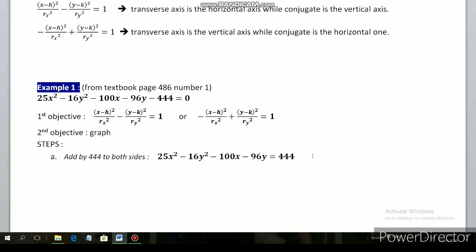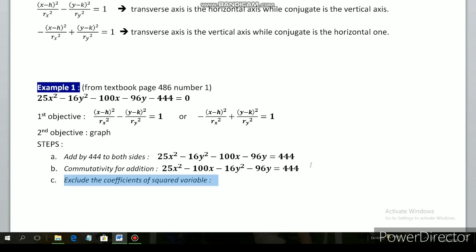I hope this is very easy for you to understand. The next step is I will change the order, since we need to combine all the x variables and the y variables. I will just change the order with the commutativity axiom for addition, and the result will be like this. After that, I will exclude the coefficient of the squared variables. It means the squared variables here are the x squared and the y squared. So I will exclude the 25 from the x squared and the negative 16 from the y squared. And this will be the result. Don't forget, when I exclude 25, it means I divide this by 25 and negative 100x by 25. When I exclude negative 16, it means I divide this by negative 16, also this by negative 16. I hope this is clear.